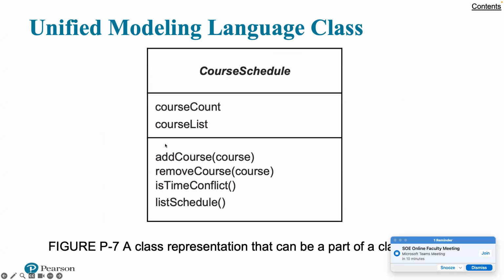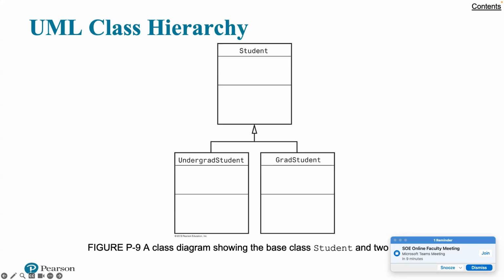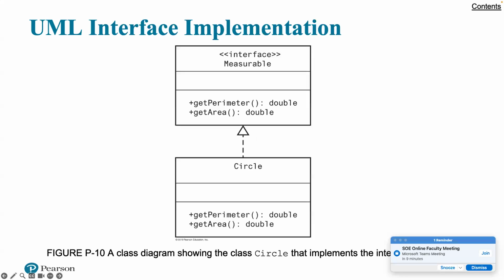So these are the variables, and these are the verbs, the methods. We see how that is working out. From a UML notation, this is how you would show what an interface is. You have these angle brackets and the term interface versus having class. From a UML perspective, we have a student, and then we can be more specific. We can have an undergrad student or a grad student, and thus we can have a hierarchy that can be laid out from that.